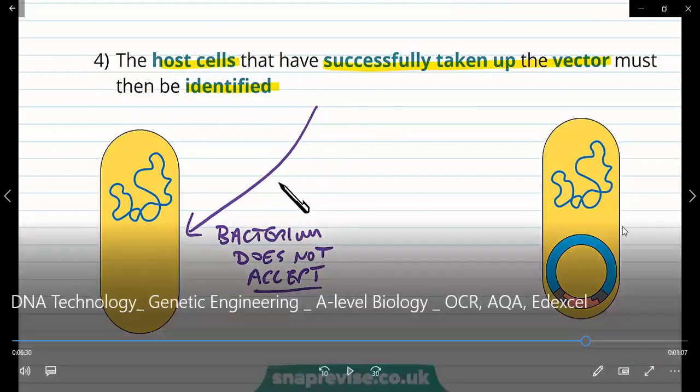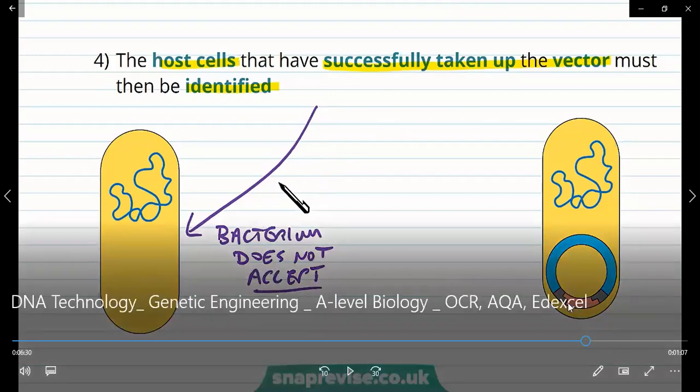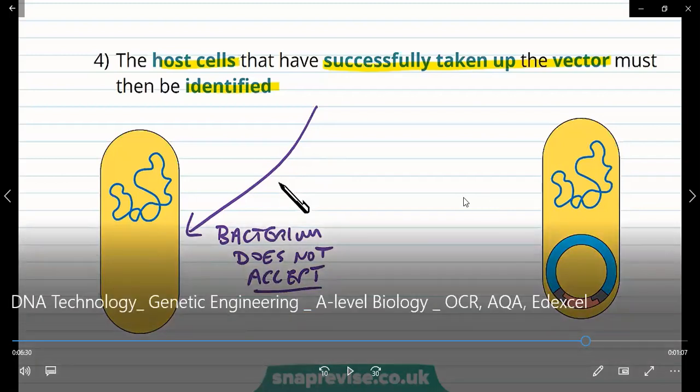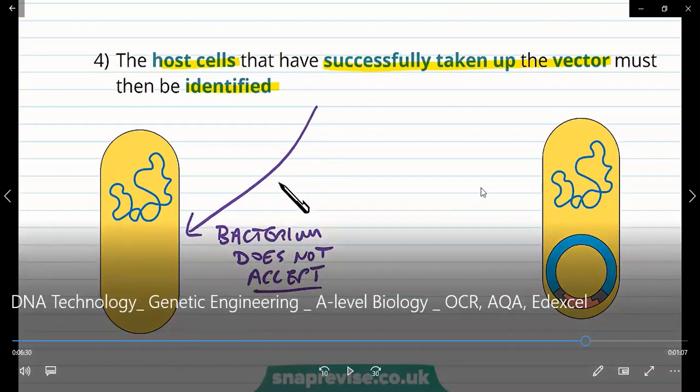A lot of persons will put a gene beside your gene of interest, like antibiotic resistance. What they will do is check to see if the bacteria has taken up the plasmid by treating the bacteria with a specific antibiotic. All the bacteria that had taken up the plasmid would have the gene for antibiotic resistance.